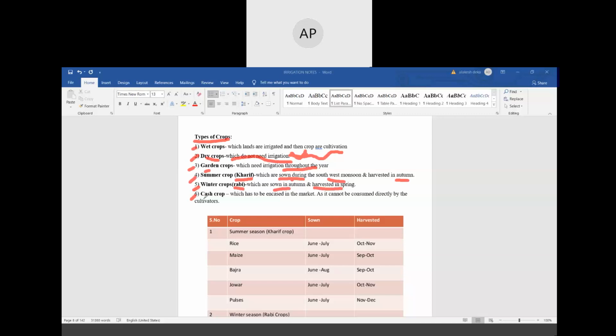And next one is cash crop. Cash crops are those crops which have to be encashed in the market, and they cannot be consumed directly by the cultivators, the farmers.